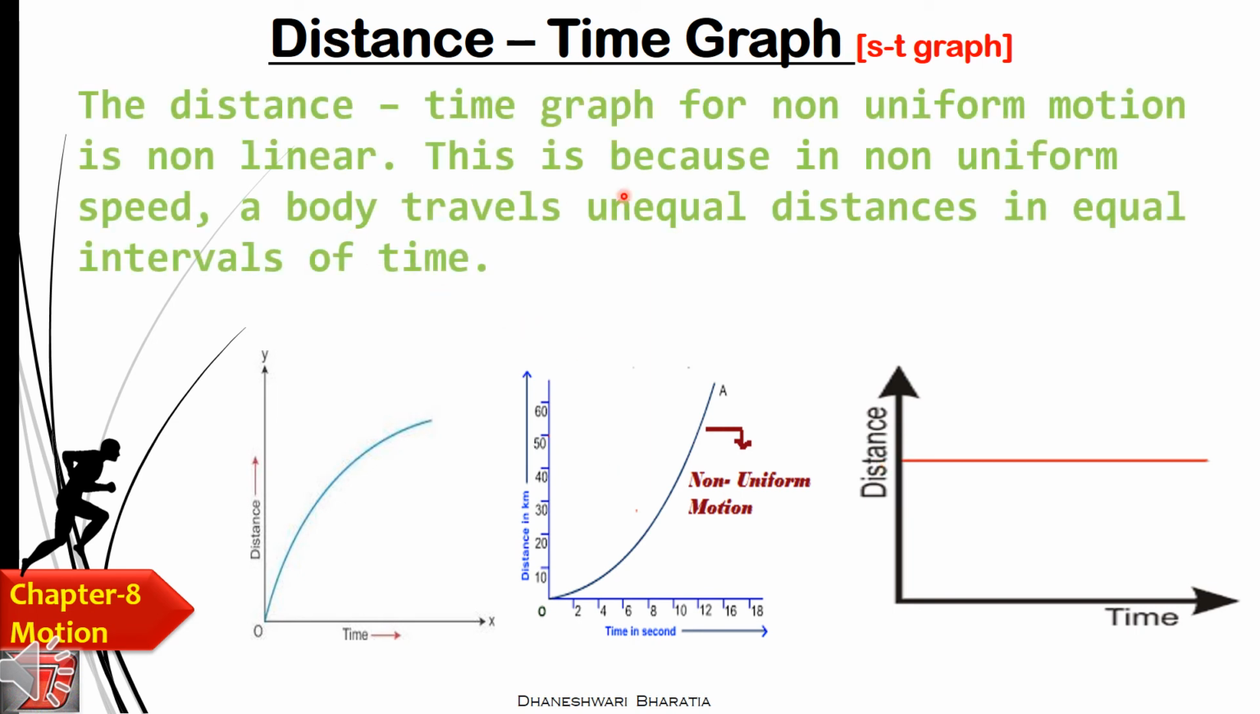So the distance time graph for non-uniform motion is non-linear. This is a kind of non-uniform motion, which means that with the regular interval of time the distance is non-uniform, or I can say unequal distance is traveled by the particular object, right? This is because in non-uniform speed a body travels unequal distances in equal intervals of time.